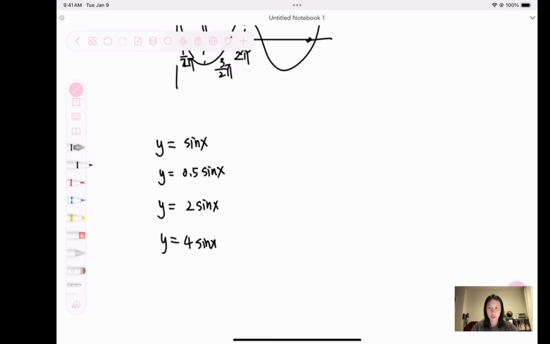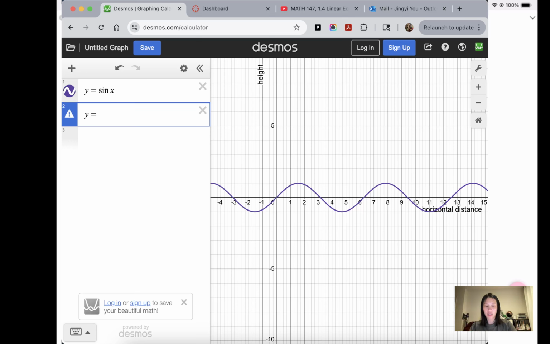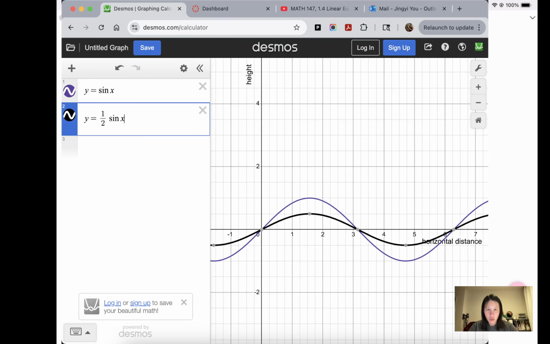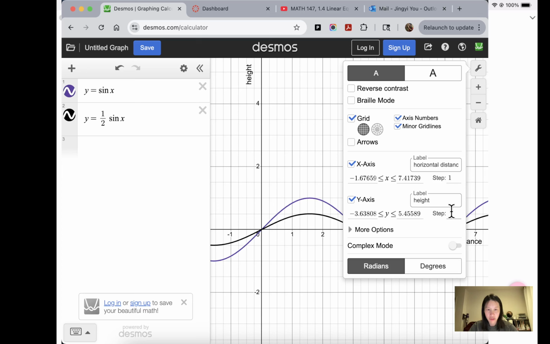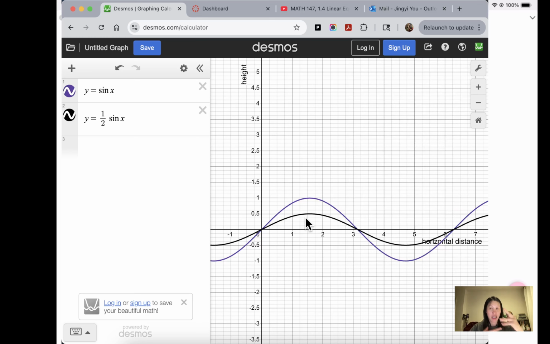Let's open Desmos. In this Desmos calculator, we know that the base is sin x, the purple line. Now if we multiply by half, let's do half of sin x, what happens? It looks like it gets flatter, like it's compressed a little bit. To be clearer, this is 0.5. The black line represents half of sin x.